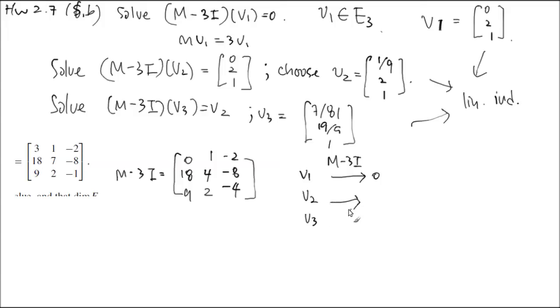Where's V2 supposed to go? V2 is supposed to go to V1. We calculated that already. So this is the wonderful part. V3 is supposed to go to V2. All right? That's one-time application.